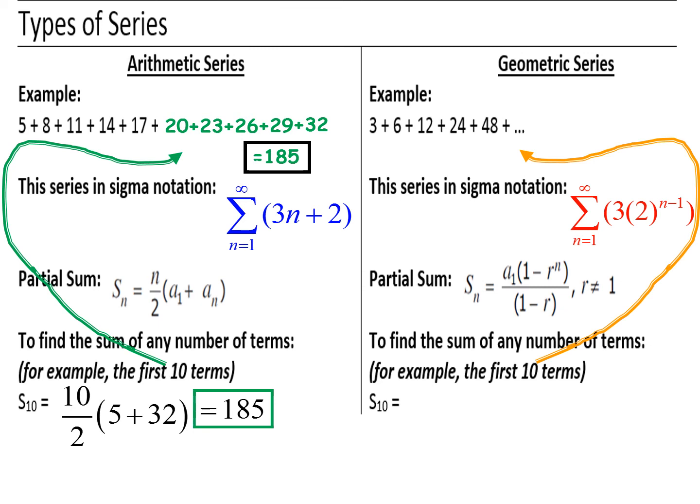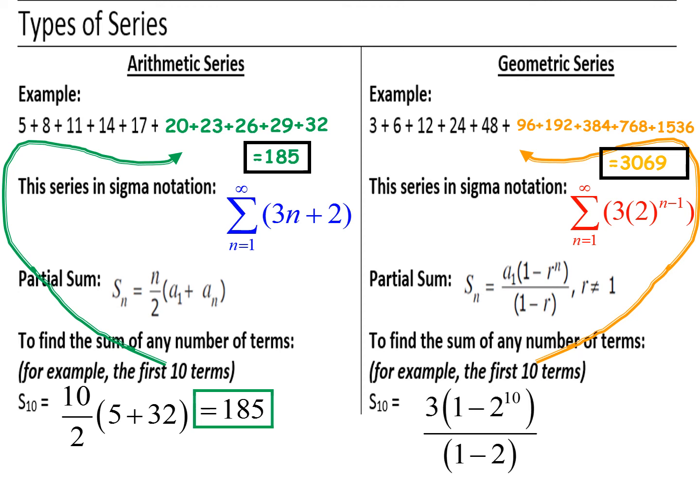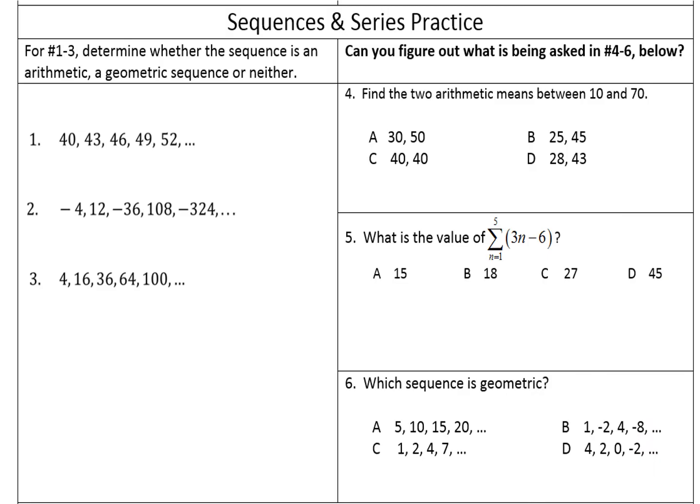Take a look. We could continue with the pattern until we get to 10 terms, go back and add each one up, and get a total of 3,069. We could plug it into our general rule, and when we do that, we get the same thing, 3,069. Types of series, arithmetic versus geometric. The great thing about it, you will be provided these general formulas.